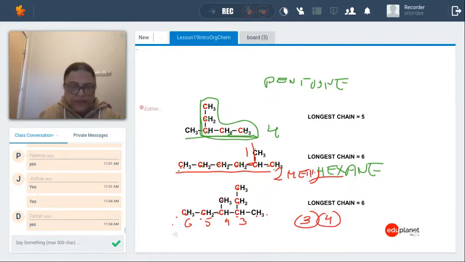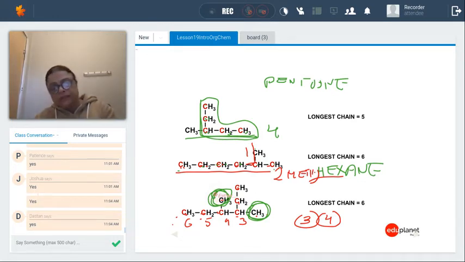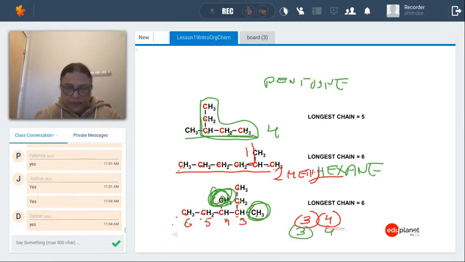So this is the branching at position 3, and this is the branching at position 4. If I count the opposite way, 1, 2, 3, 4, 5, 6, I also have branching at position 3 and branching at position 4. So in this case, it doesn't matter if you count this way or that way. It gives you the same name.